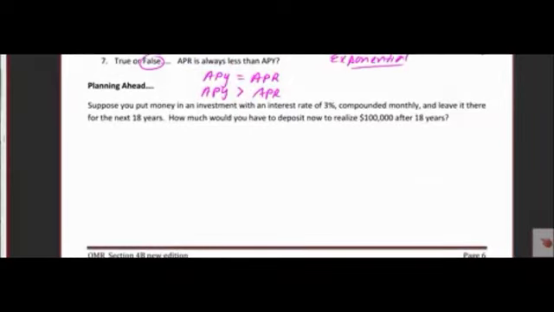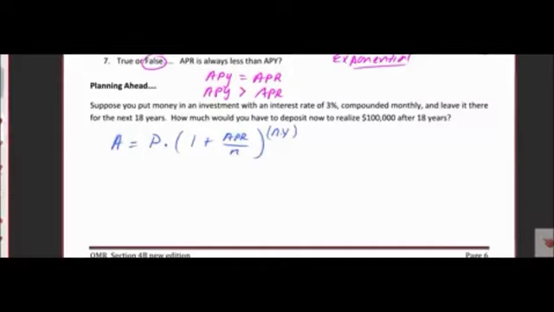Okay, so let's do this last wrap up. Suppose you put money in an investment that has an interest rate of 3%, it's compounded monthly, and you leave it there for the next 18 years. Here's a little bit of a twist. How much would you have to deposit now so that in the next 18 years the amount in the account would be $100,000? We'll have to do a little backwards work, but think about it for a minute and think about the formula. Can you determine which one is the missing variable?